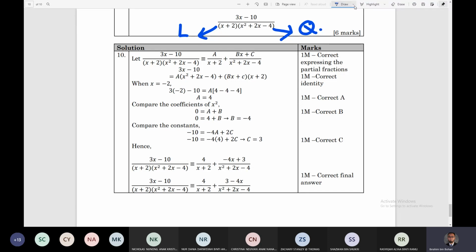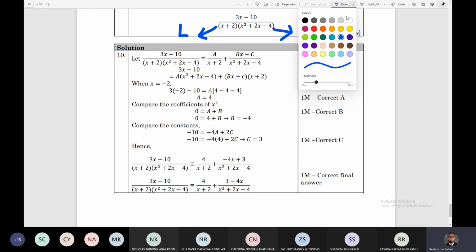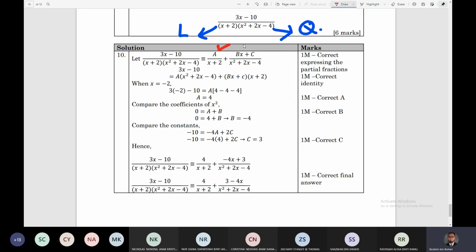So A over x plus 2 plus Bx plus C over x squared plus 2x minus 4. Check. And then you substitute the value of x equals negative 2 and find the value of A equals 4. And then you compare the coefficient of x squared, and B here is negative 4. Compare the constant, C here equals 3. Okay, dan selebihnya dapat jawapan sampai sini. Okay, settle.